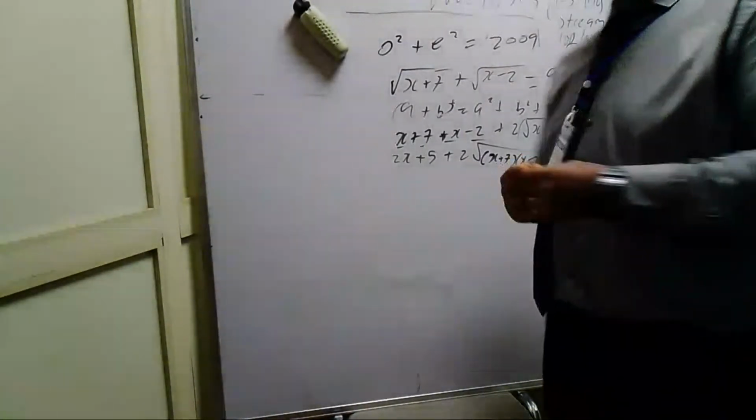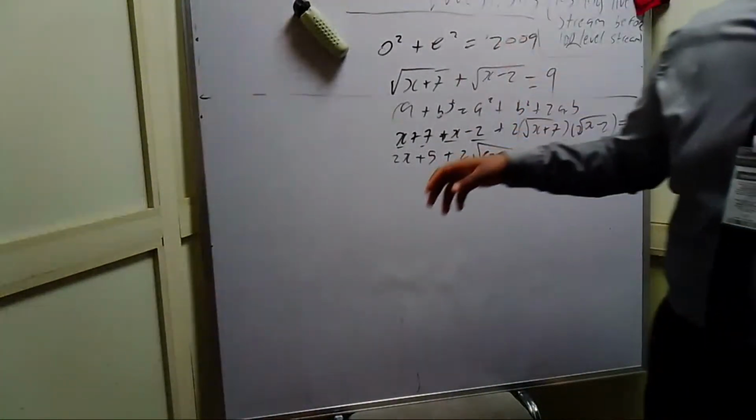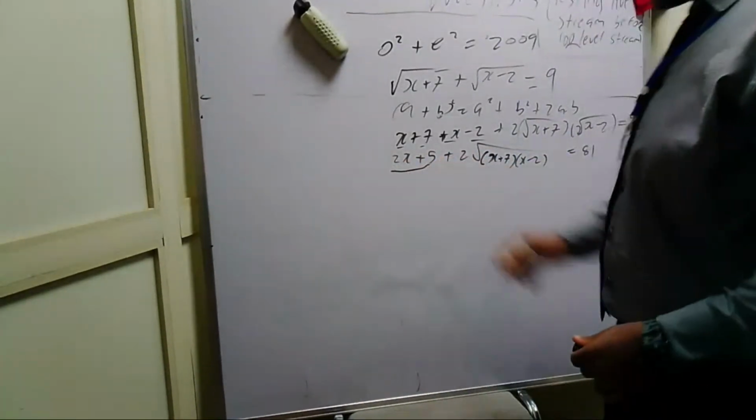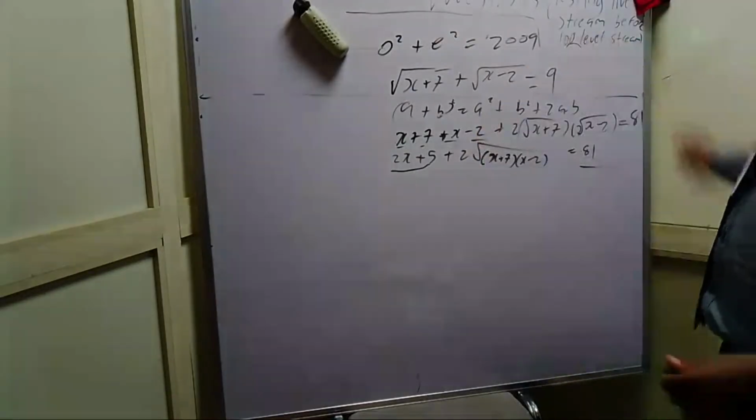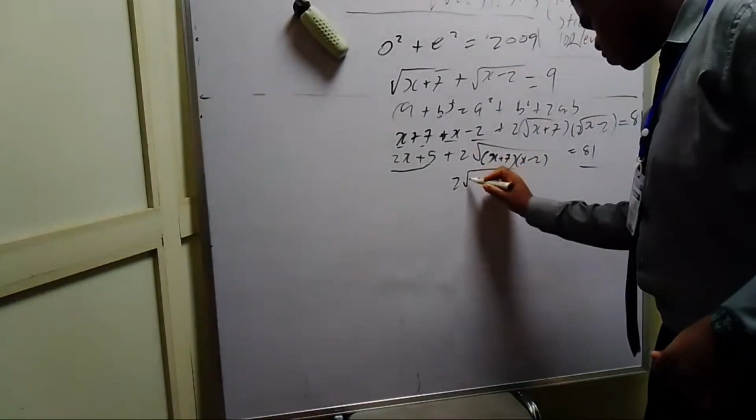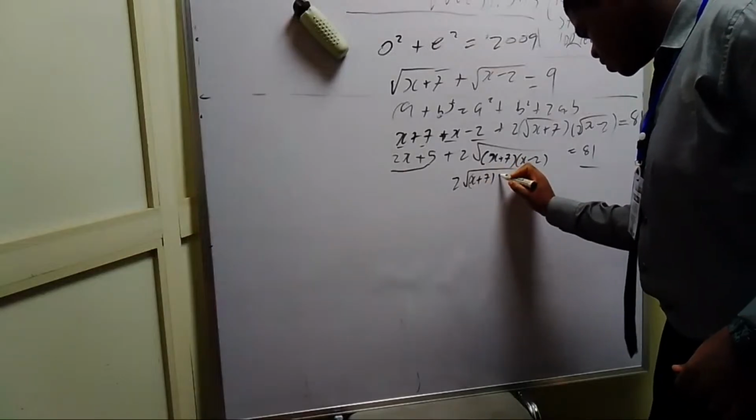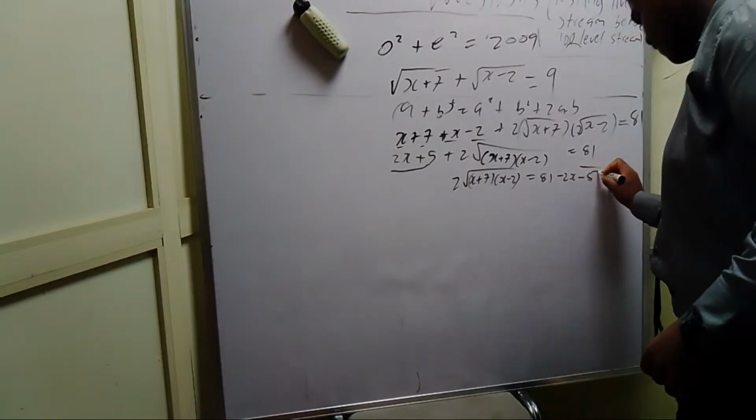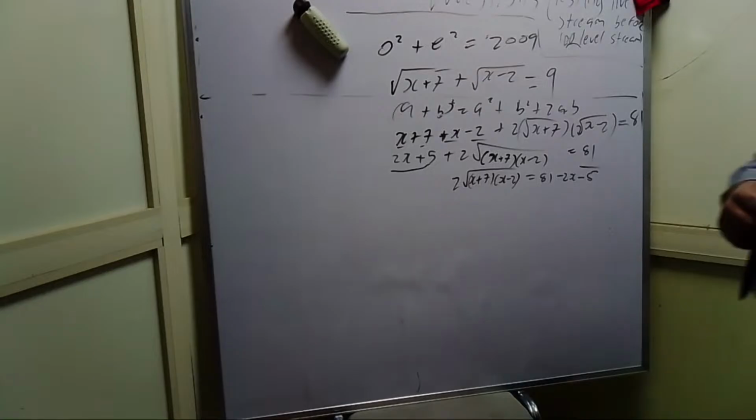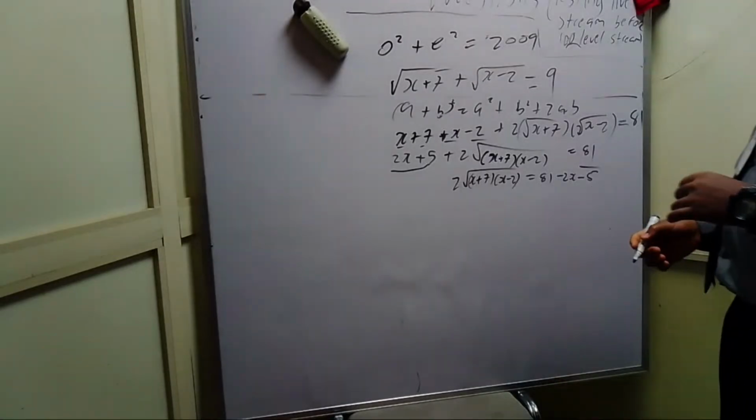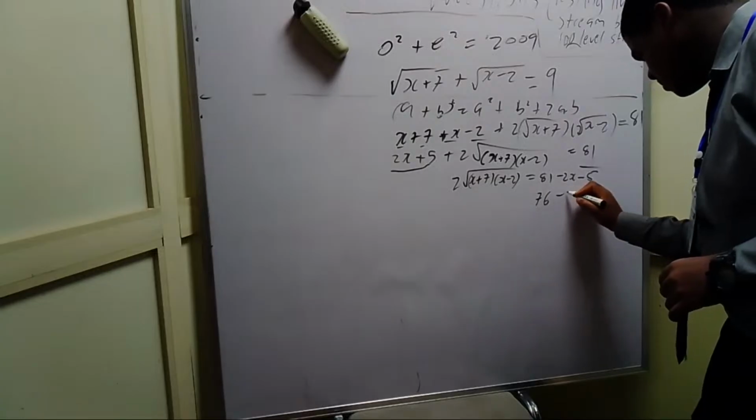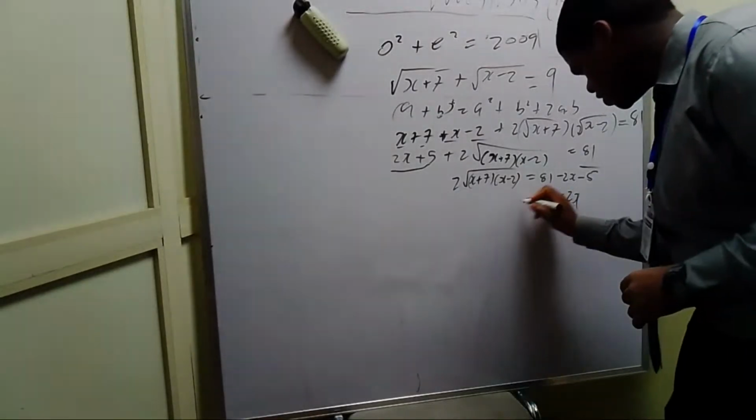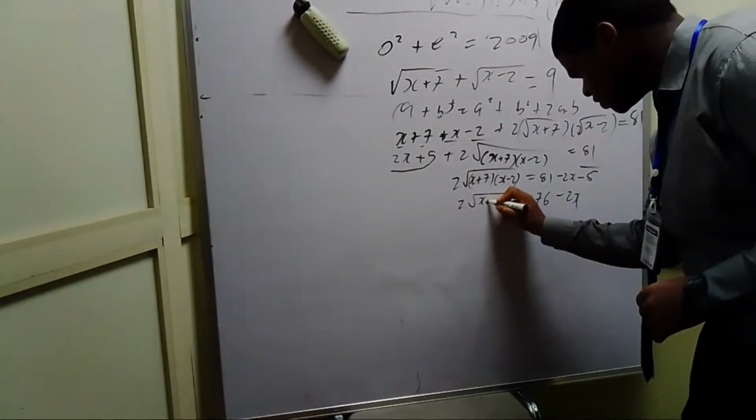I told you that questions of this kind are always the same. The more you square both sides, you now collect like terms, then square again. So you collect your like terms. 2x plus 5 is here and 81 is here. Move 2x plus 5 to the left hand side. We have 2 root x plus 7 times x minus 2 is equal to 81 minus 2x minus 5. 81 minus 5, that is going to be 76. That's going to be 76 minus 2x is equal to 2 root x plus 7 bracket x minus 2.